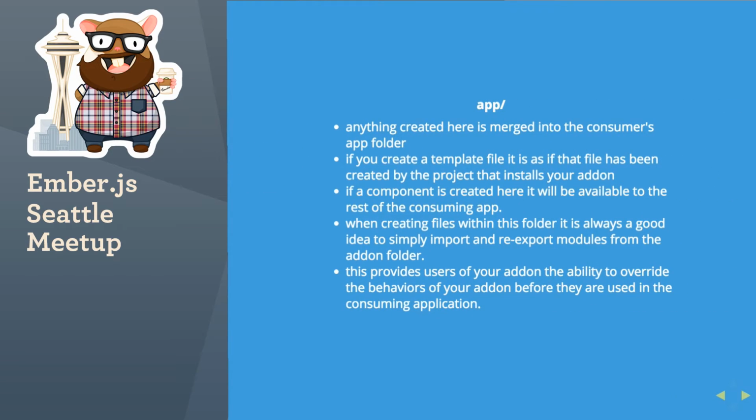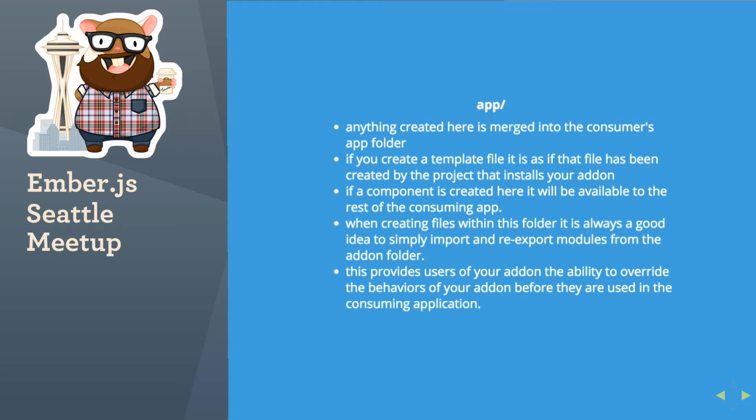The app folder. This is the kind of clever thing about add-ons. Anything created here you can think of as getting merged via Ember-Cli into your Ember-Cli project space. So if something exists there, it's as if it exists in your actual project. So if you create a template file in here, it'll be over there. If a component is created, it'll be available to the rest of your app. So my foobar component or my component.